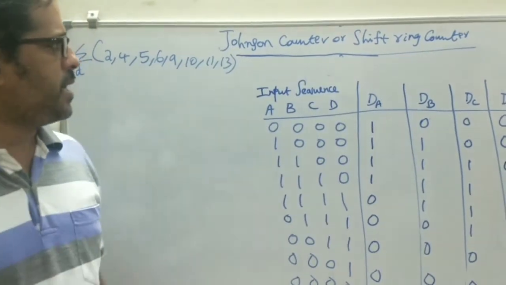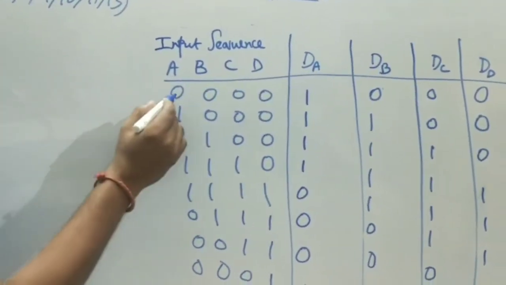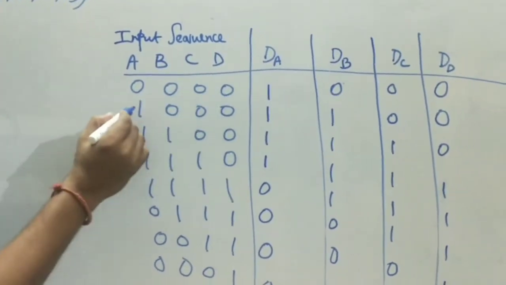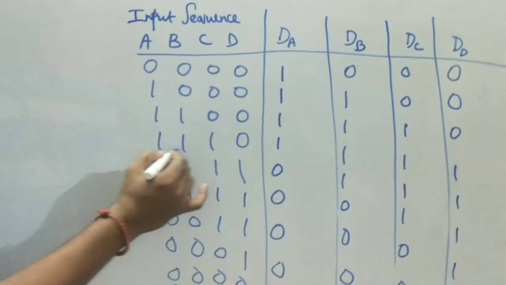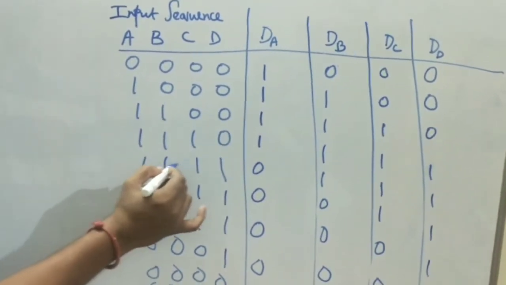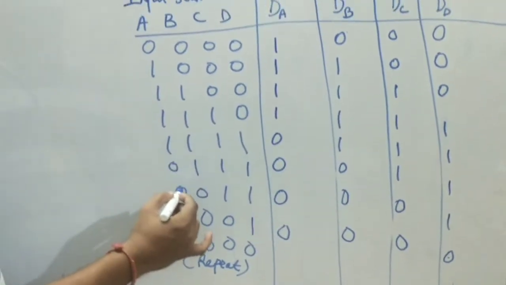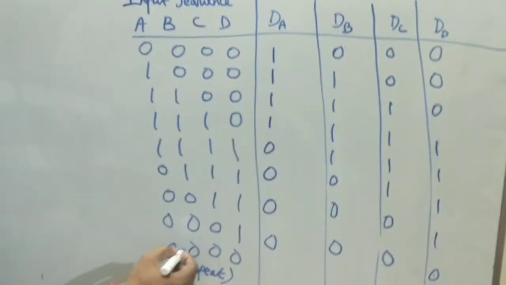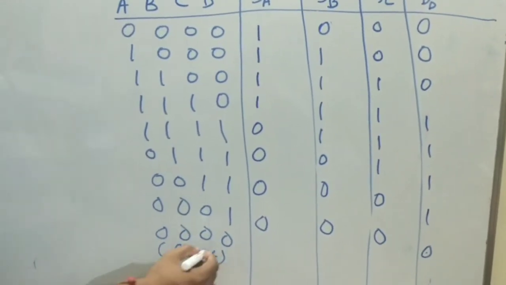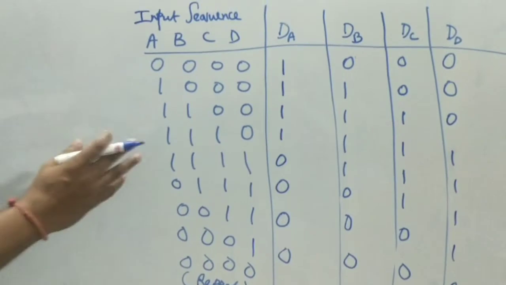A Johnson counter, or shift ring counter, is a counter that follows this sequence: 0000, 1000, 1100, 1110, 1111, 0111, 0011, 0001, and then 0000. This is our repeat state or reset state. This is the sequence.